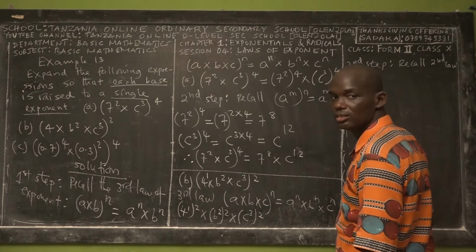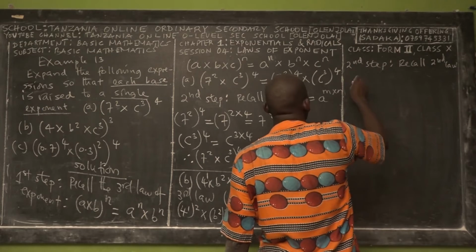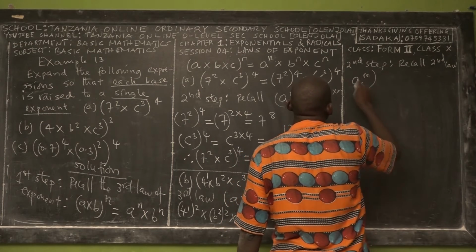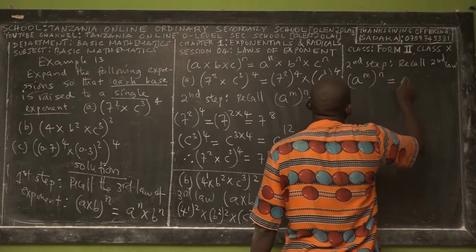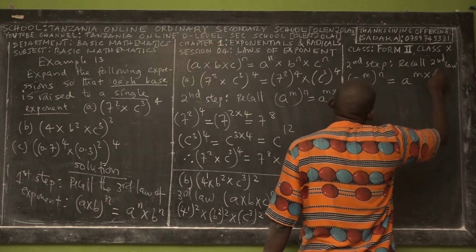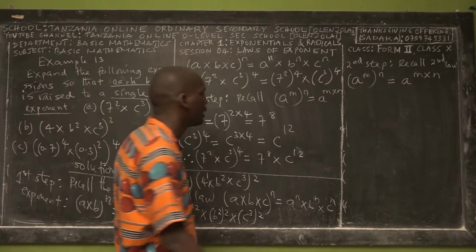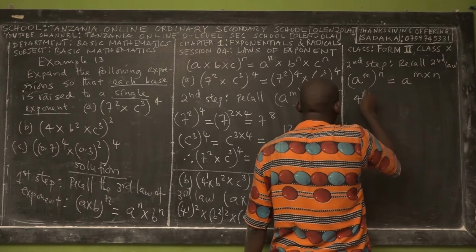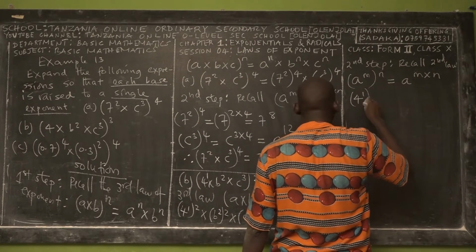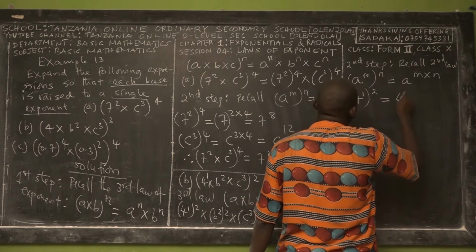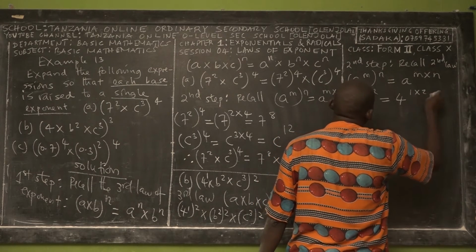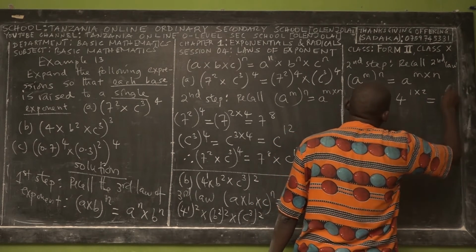How does it state? Second law: A power n power n is equal to A power n times n. How many exponents do you have there? 3. We have 4 power 1 exponent 2. This is equal to 4 power 1 times 2. The answer is equal to 4 power 2.